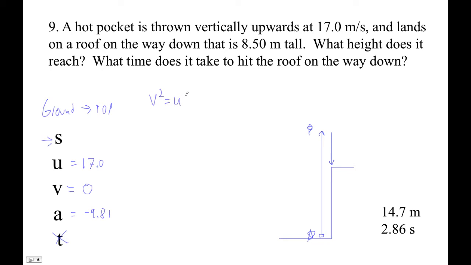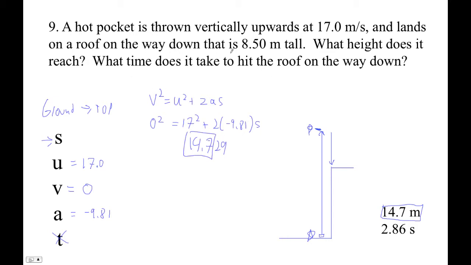So v squared is u squared plus 2as. Let's see, 0 squared equals 17 squared plus 2 times negative 9.81 times s. S is what we're trying to find. Okay, so let's see. Hold on, clear. 17 squared divided by 2 divided by 9.81. I get 14.729, so 14.7 meters is this height here. Okay.